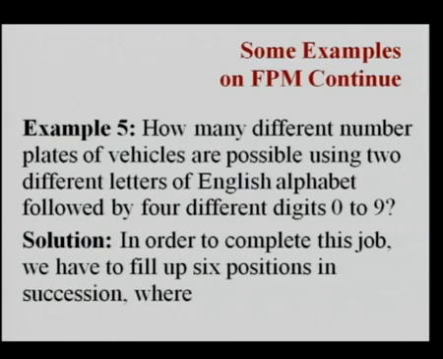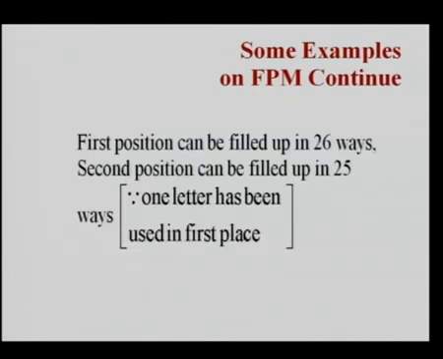Let us take one more example on this fundamental principle of multiplication. How many different number plates of vehicles are possible using two different letters of the English alphabet followed by 4 different digits from 0 to 9? Here we have to complete 6 jobs. The first job is to select the first letter, because we have to take two alphabets. The first position can be filled in 26 ways. The second position can be filled in 25 ways, because we have to leave out the letter that we have already used, as repetition is not allowed in this case.